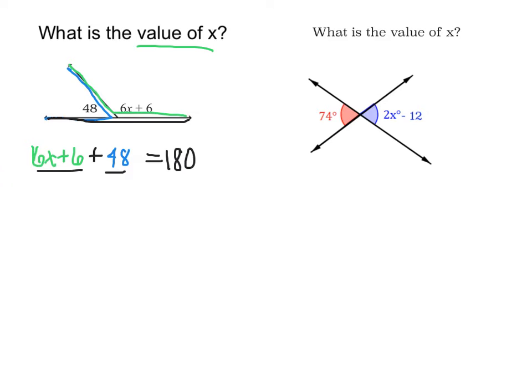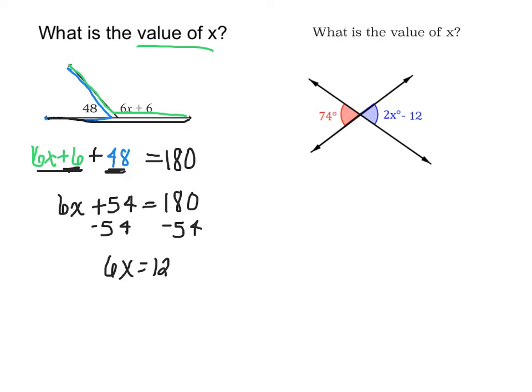So I can combine like terms here. I can combine my two constants. A positive 6 and a positive 48 equals a positive 54. And I have my 6x because I don't have anything else to combine the x with. And again, that all has to equal 180. So here I'm going to solve. I'm going to subtract 54 from both sides. And I get 6x equals 126. I'm going to divide both sides by 6. And I get x equals 21. Make sure you make any corrections before moving on.